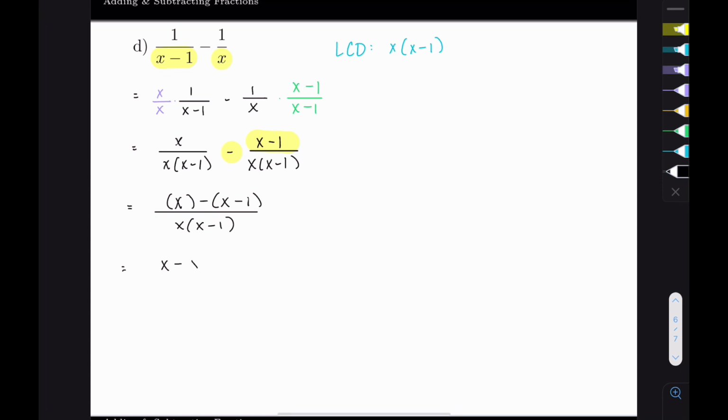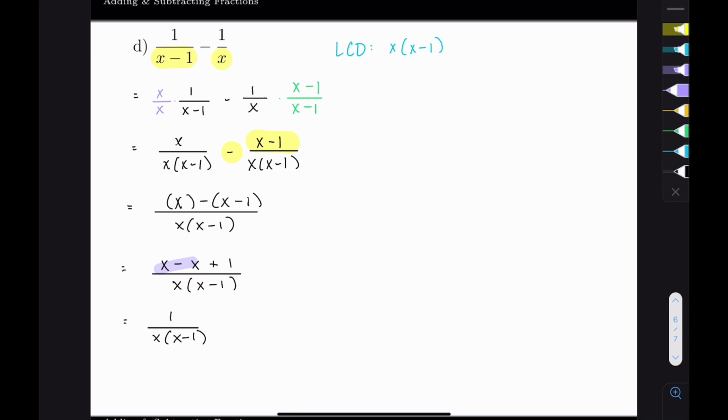Because really what happens is that minus sign distributes, and it's x minus x plus 1 over x times x minus 1. And then we can see these two x's cancel each other out, and it leaves us with +1 over x times x minus 1. So just be careful.